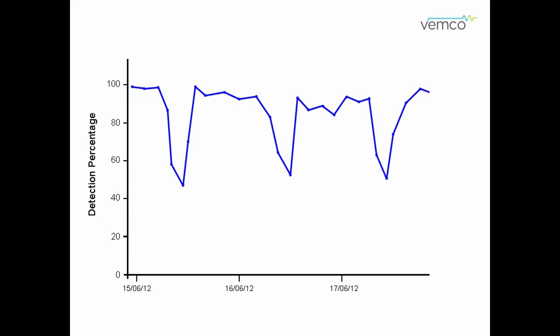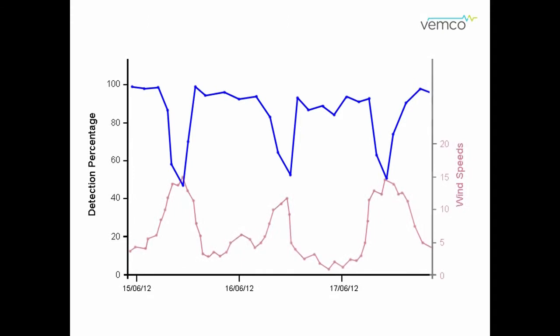The graph shows a significant drop in detections occurred at approximately the same time each day. But why? Wind speed data collected at a nearby weather station shows an increase in wind speeds during the same hours. The detection disruption was caused by an increase in wave noise.